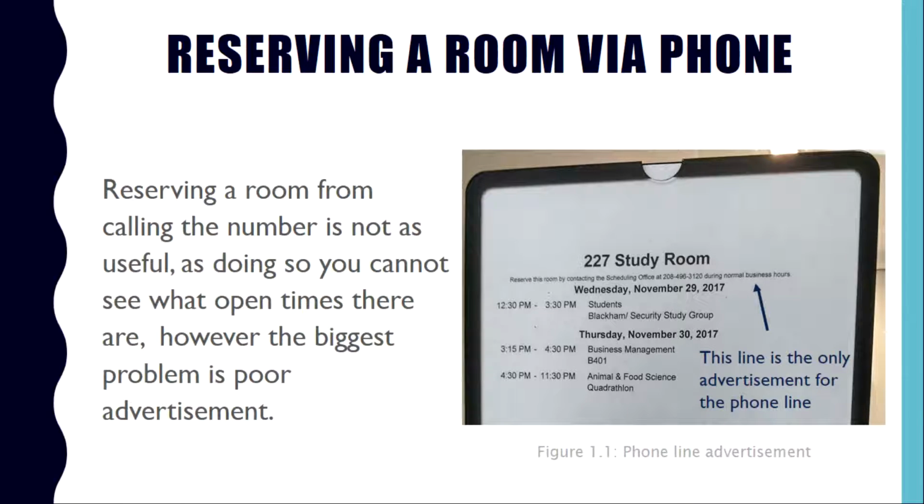Going through the second option, reserving a room via the phone. Doing this, you can talk to a person. They can't show you any tables, but they can answer your questions and reserve the room for you. This line right here on the study room label is the only advertisement whatsoever for this, however. And that paper you see is a normal 11 by 8.5 printer paper, and that is one small line.